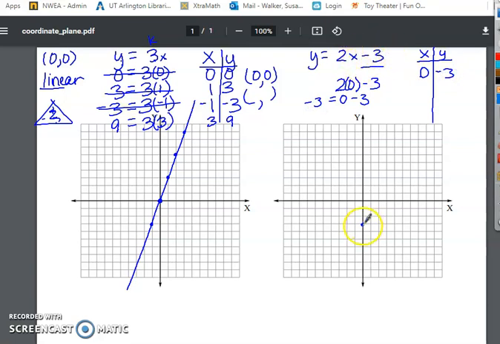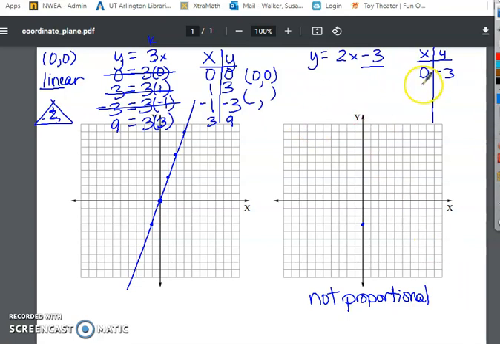Since this does not go through 0, 0, guys, this is not proportional. Usually we say non-proportional, but it is still going to be linear. But it's not proportional because it does not go through 0, 0. So now, I'm going to erase this, and you can be doing this on your other paper.